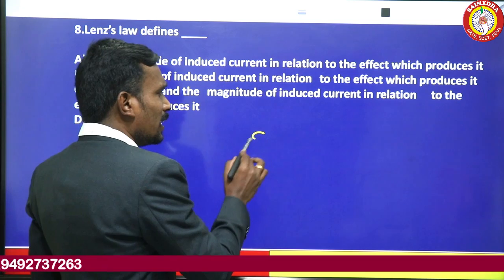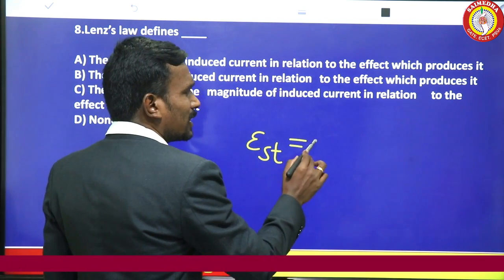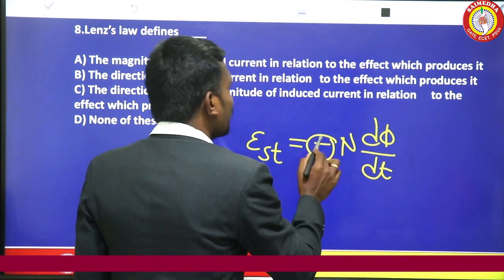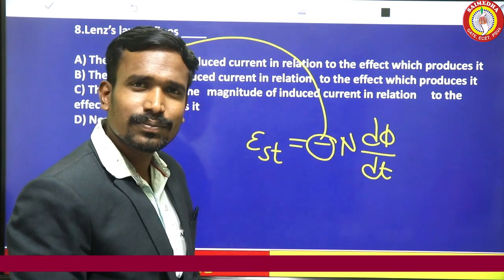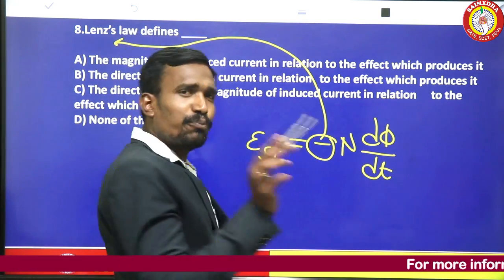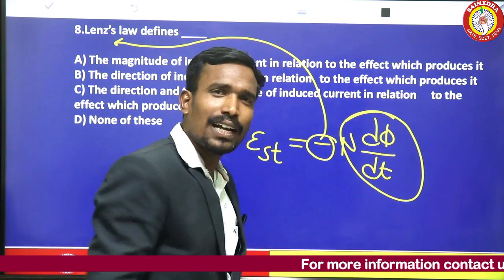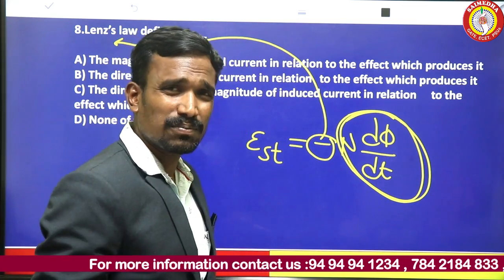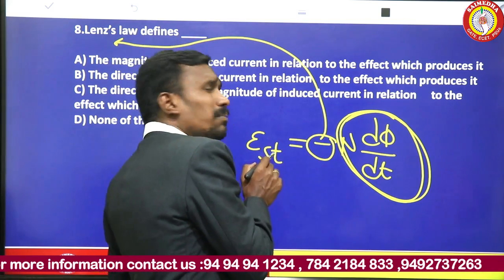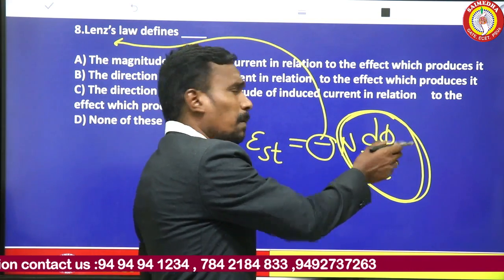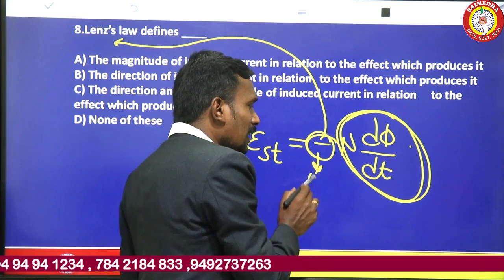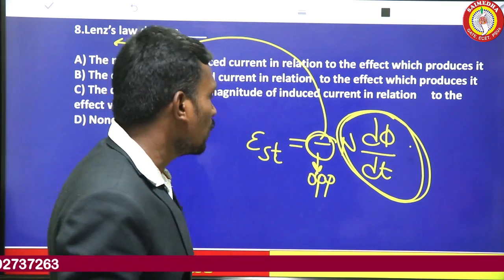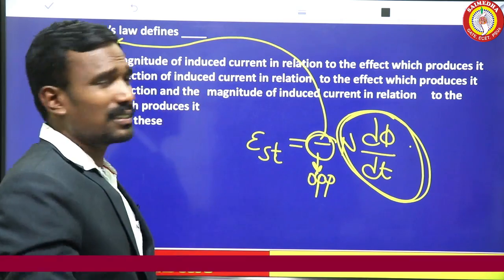The statically induced EMF is equal to minus N into d phi by dt. This minus sign was given by Lenz. The EMF is produced by the rate of change of flux linkages, but this EMF opposes the rate of change of flux linkages. Yes or no?